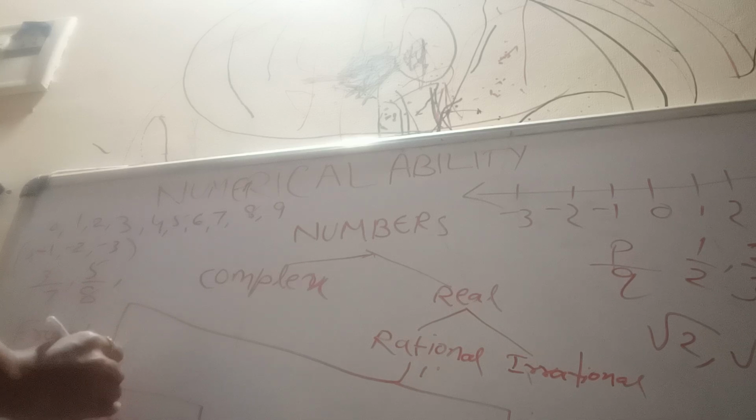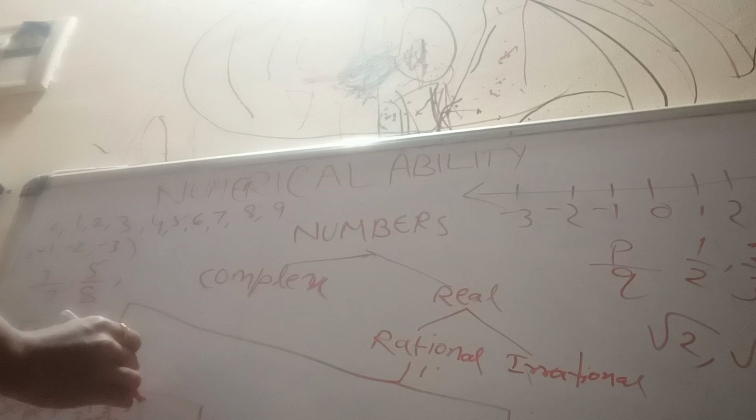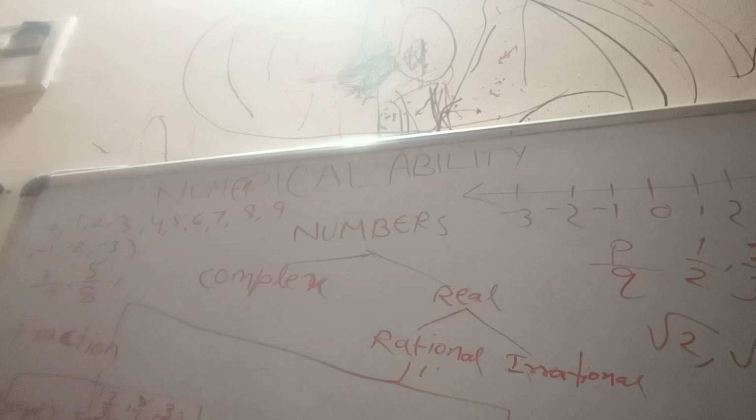Improper fraction means, suppose 7 by 3, it is an improper fraction. 8 by 5, 3 by 2, like this. These are all improper fractions.